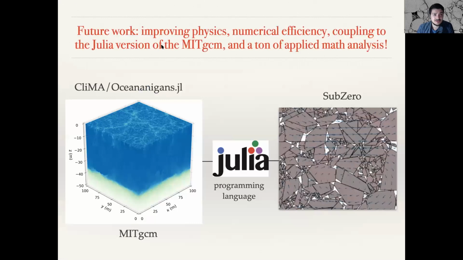In future work, there's a ton of work related to mathematical analysis of this model, because it's completely unexplored how it behaves. Of course, we're also looking into improving physics, and improving numerical efficiency by coding it using proper numerical languages and libraries that deal with a giant number of elements. We'd like to also couple this model to the Julia version of the ocean. This connects with the Klima project and the MIT GCM model for sea ice.